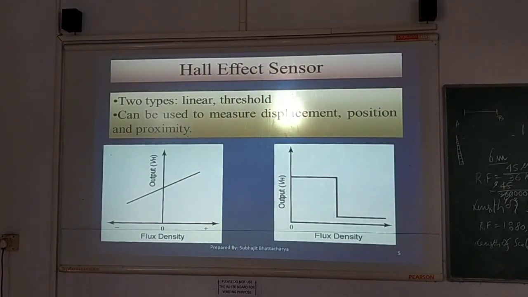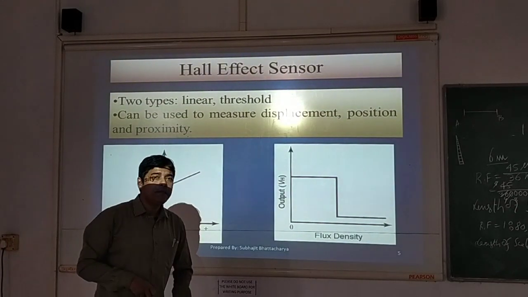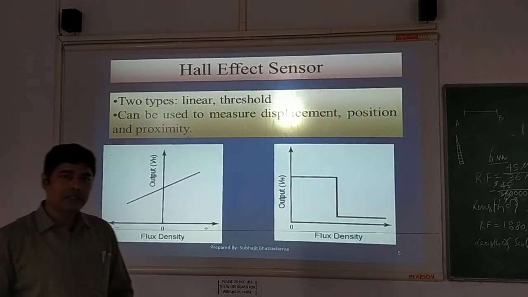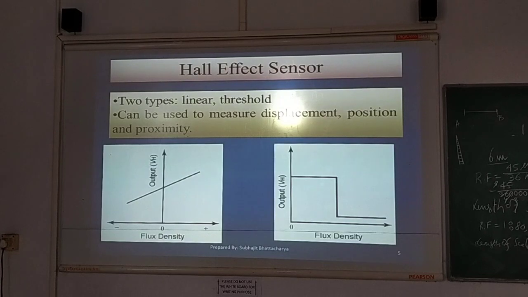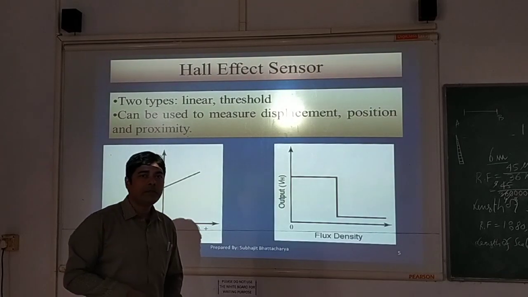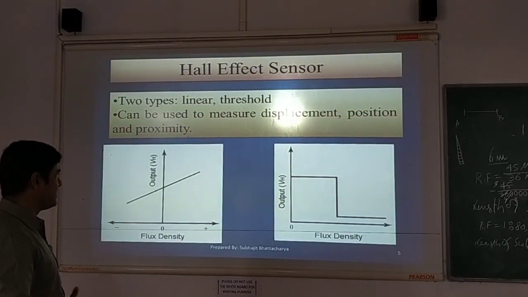Two types of Hall effect sensor can be there. One is linear. Hall effect sensor is many times used as a range sensor also, and it is widely used in industries too. Why is this used in industries? Because it is robust. It can endure severe conditions, say chemical plants, where a Hall effect sensor can be used.